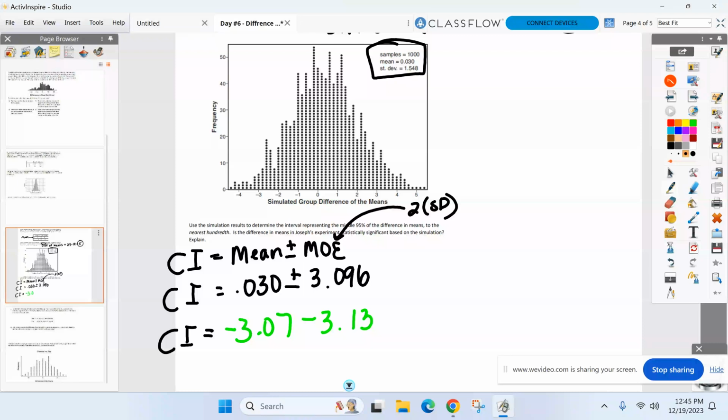It is significant if it's on the outside of my interval. Let me say that again. It is significant if it's on the outside of my interval. So when it asks, is the difference in the mean statistically significant? Yes, it is significant, because 5 falls where? Outside our confidence interval.